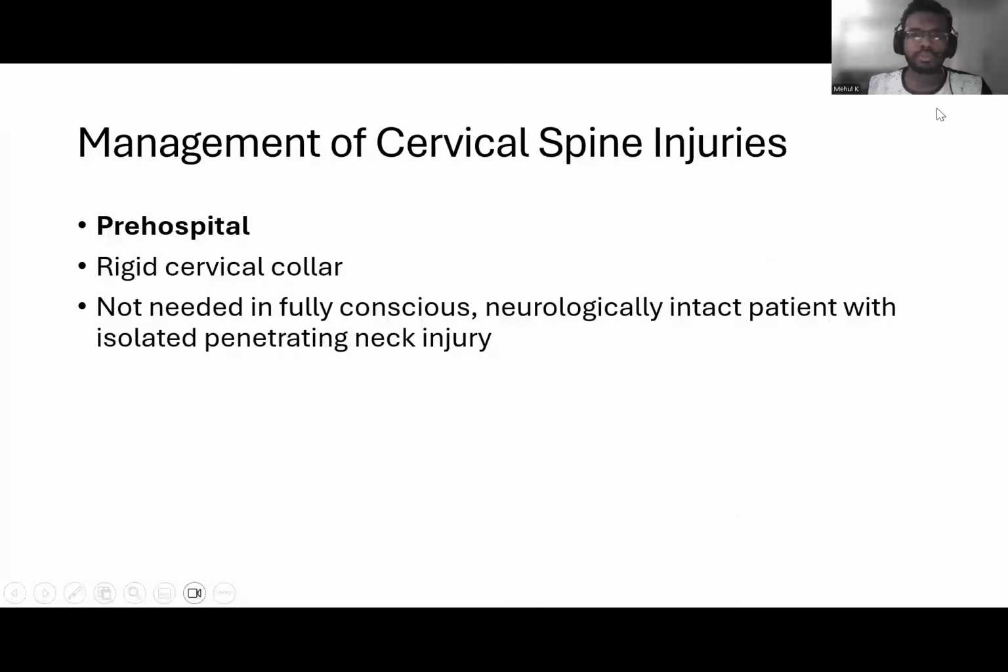So coming to management, pre-hospital, it's always important to put on a rigid cervical collar. Soft cervical collars are going to be completely useless here; they don't actually restrict any motion. Where a collar is not required is in a completely neurologically intact patient with an isolated penetrating neck injury. Penetrating neck injury, isolated, neurologically intact, you don't put a C-collar on that patient.